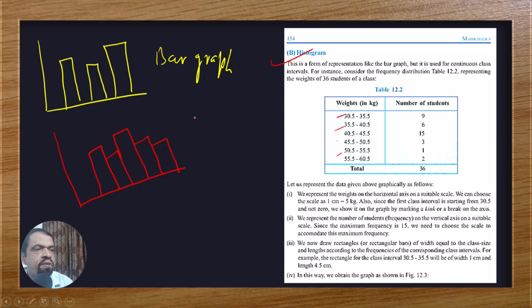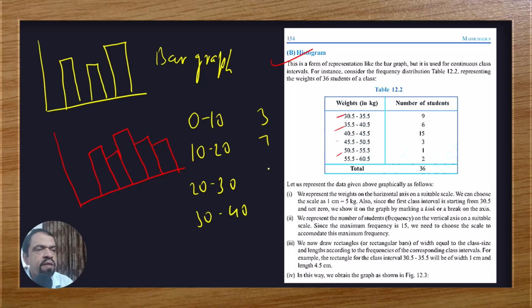Let us see what is the meaning of continuous class interval. For example, these are the marks of students in a particular class. 0 to 10 marks gained by 3 students, 10 to 20 marks by 7 students, 20 to 30 marks by only 2 students, 30 to 40 marks by 6 students. These are the marks ranges and these are the number of students. We'll write here frequency; this is a class interval.